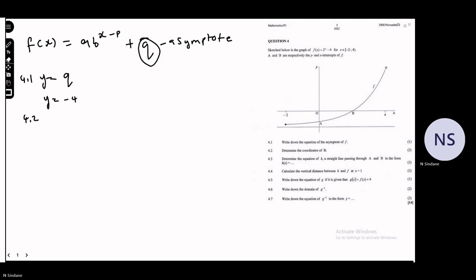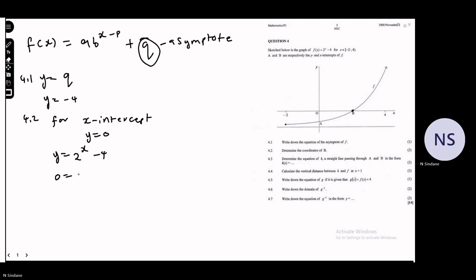4.2, they are saying determine the coordinates of B. We can see that B is the x-intercept of our graph. And for the x-intercept, y is equal to 0, right? We have the equation y is equal to 2 to the power x minus 4. I already know what y is. For the x-intercept, y is equal to 0.